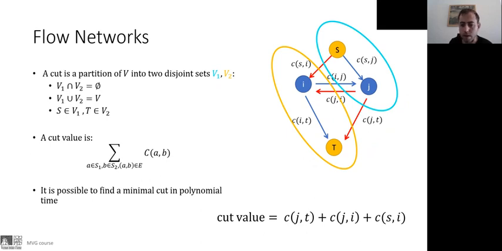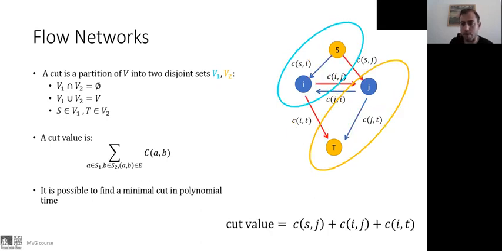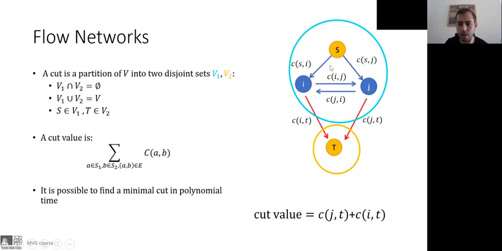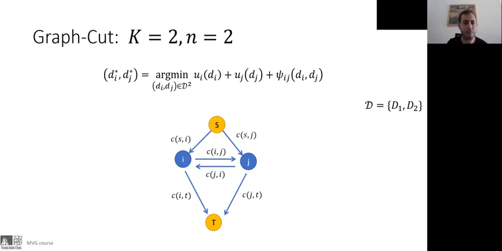Okay, that's the definition of the cut. So in this case, you'll have the following cut value. What would be the cut value in this case? CSI plus CSJ, right? So I denote by red the edges that go through the cut, and in this case, it will be CIT and CJT. Okay, cool. So now let's go to our problem.